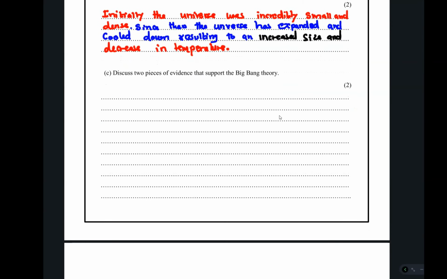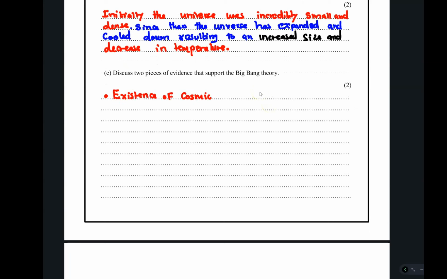Part C, discuss two pieces of evidence that support Big Bang Theory. We have already mentioned them, but I brought this question up so that maybe one of them can be asked, so that you know exactly how to approach it. When I'm putting these questions, I'm just giving a concept so that when a question is asked, you know how to approach it. It also can be asked like this. And we have two evidence.